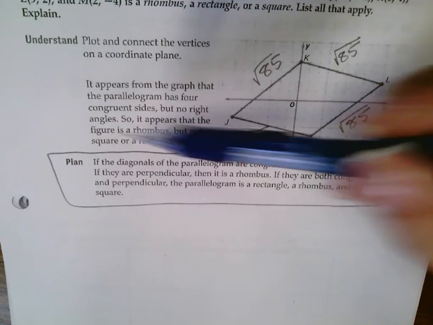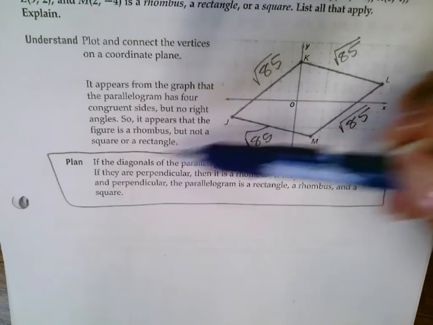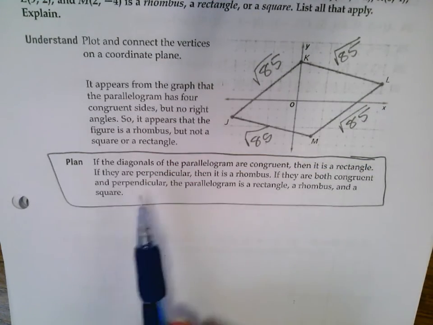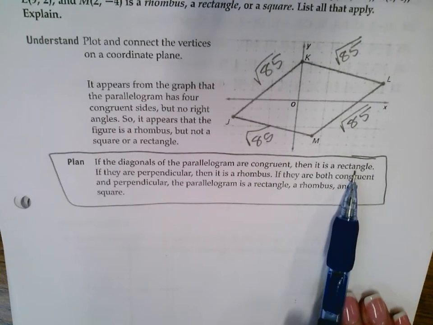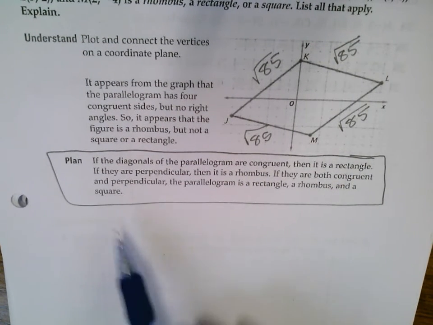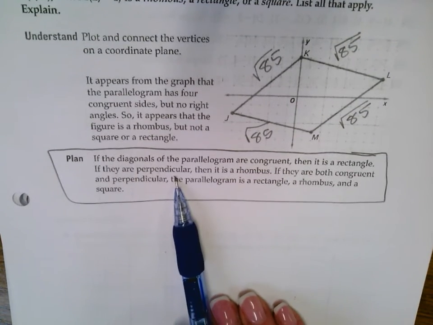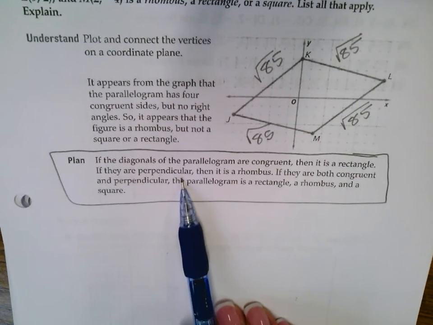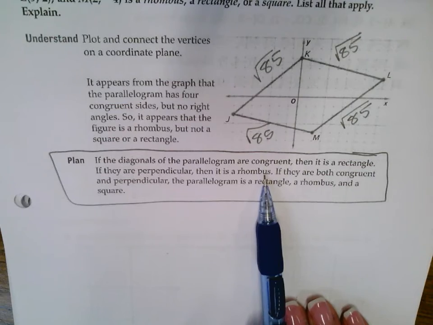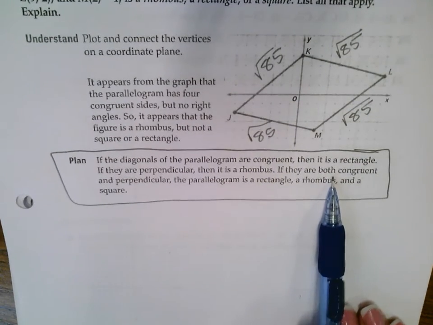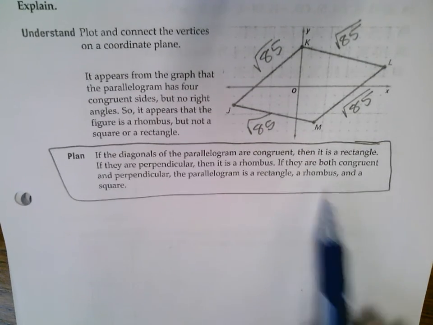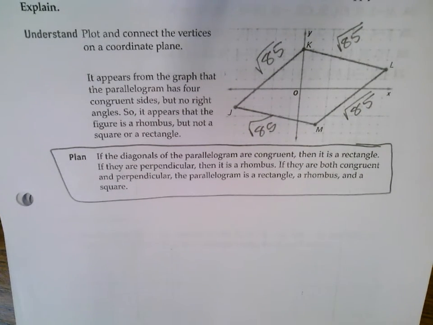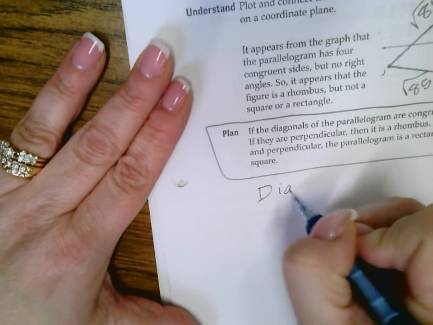It says it appears that the figure is a rhombus, but not a square or a rectangle. It says if the diagonals of the parallelogram are congruent, then it's a rectangle. We learned that on the previous page. If they are perpendicular, which means their slopes are negative reciprocals, then it's a rhombus. If they are both congruent and perpendicular, then the parallelogram is a rectangle, a rhombus, and a square. So what I did on this one was I checked out the diagonal length.